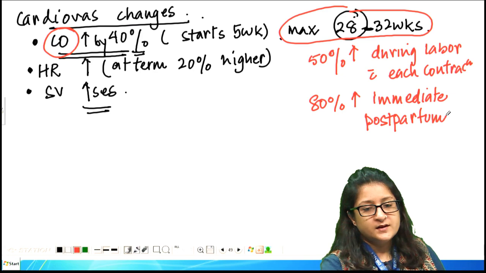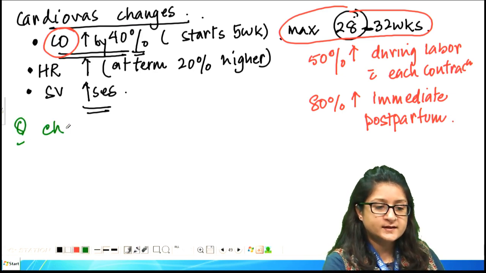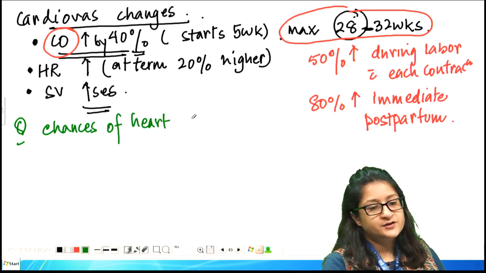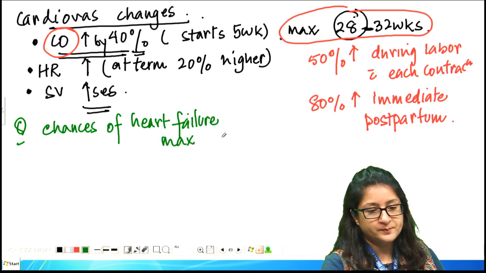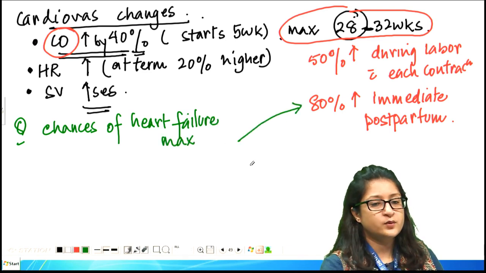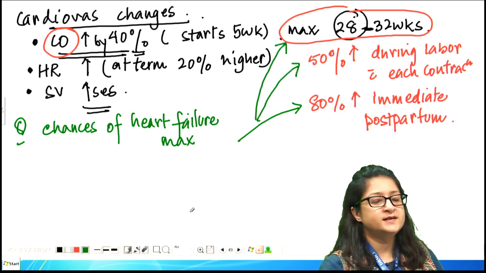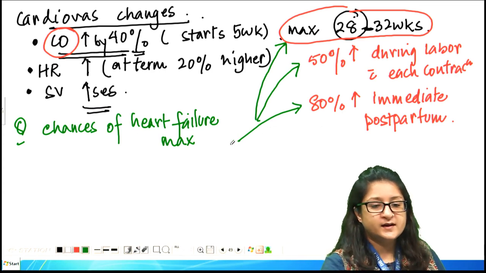Okay, so sometimes they ask this question: when are the chances of heart failure maximum? They are maximum immediate postpartum, then intrapartum, and then at 28 weeks of pregnancy, right? So the chances of heart failure are maximum at immediate postpartum.